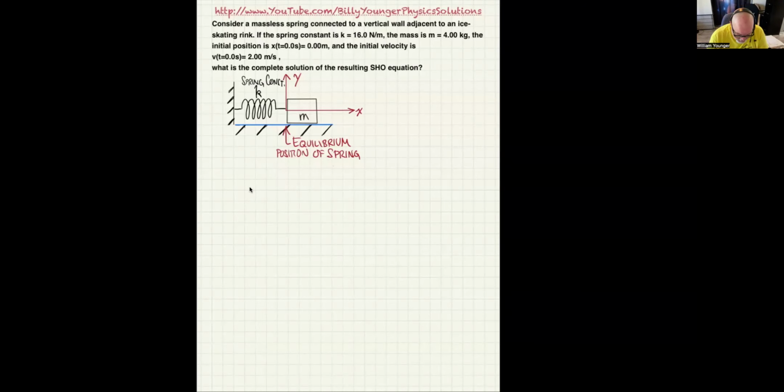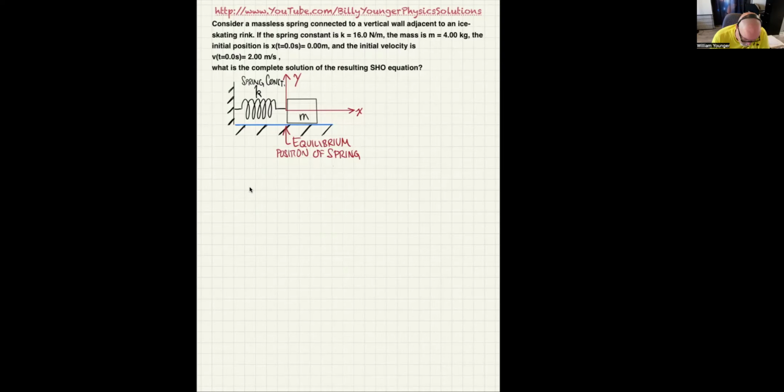The problem says, consider a massive spring connected to a vertical wall adjacent to an ice skating rink. If the spring constant is 16.0 newtons per meter, the mass is 4.00 kilograms, the initial position is x of t equals 0.0 seconds, equal to 0.00 meters, and the initial velocity is v of t equals 0.0 seconds equals 2.00 meters per second, what is the complete solution of the resulting SHO, our simple harmonic oscillator equation?